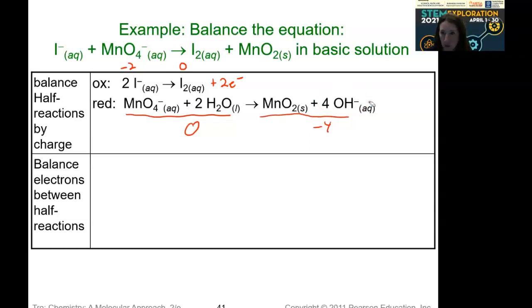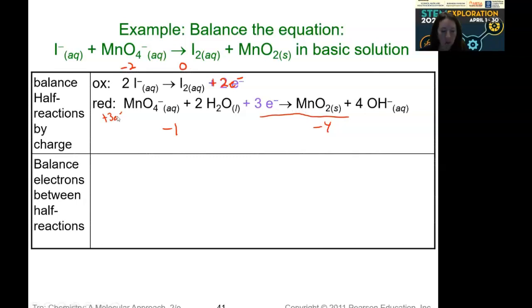So, not a 0, -1. I keep missing these charges here, right? It's a -1. So we're going to add 3 electrons to this side. I think I have that here. Oh yeah, way better. Oh look, I almost did that perfect.